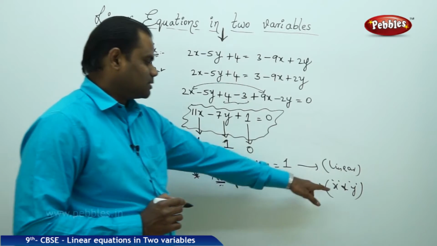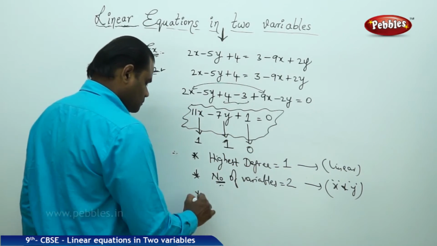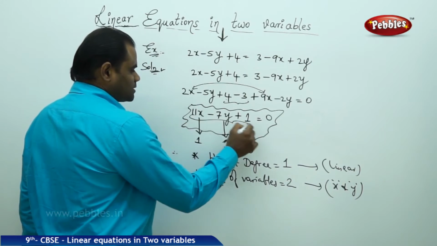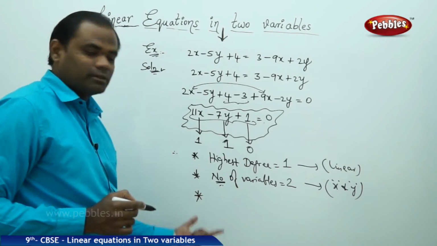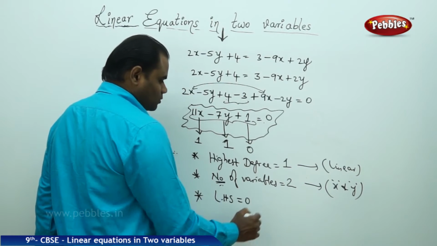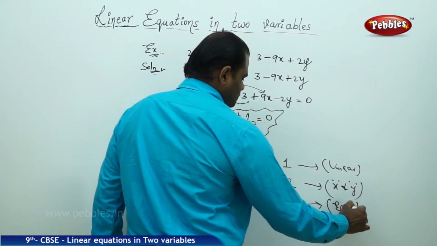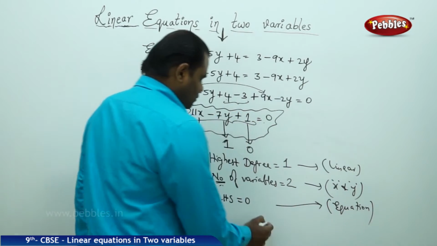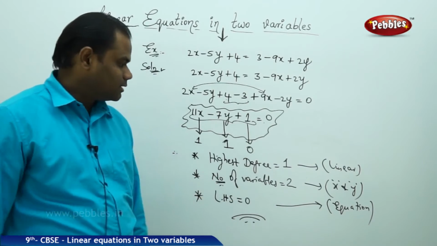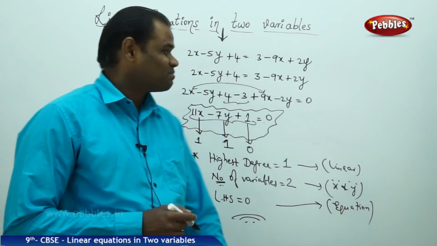So I have two variables x and y and it is linear, and as I see that the left hand side is equal to 0, that's the rule 3, my LHS is equal to 0, therefore it's an equation. And overall, I conclude that this is a linear equation in two variables x and y.